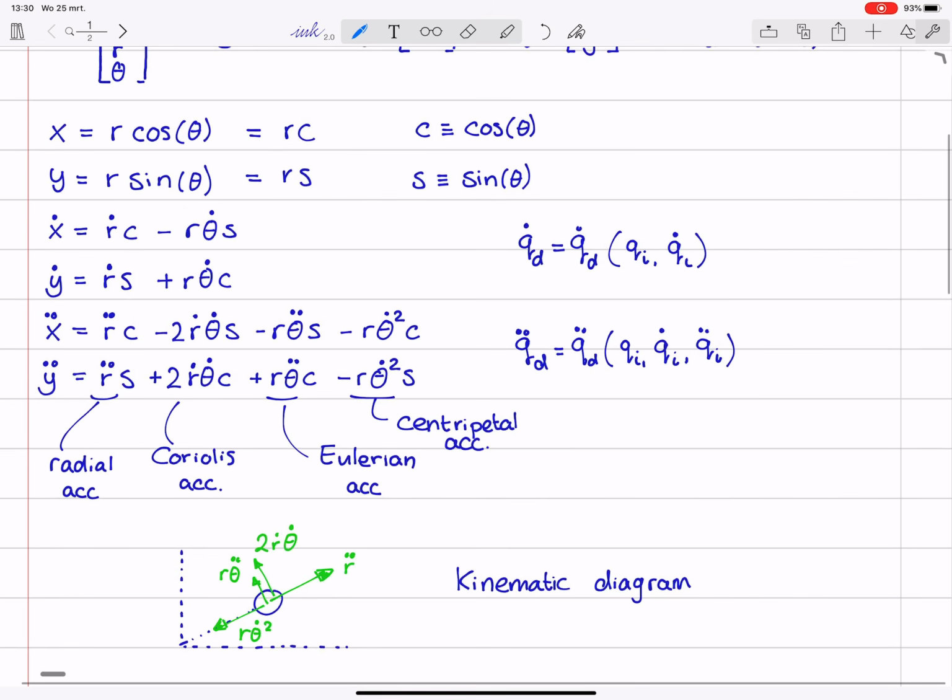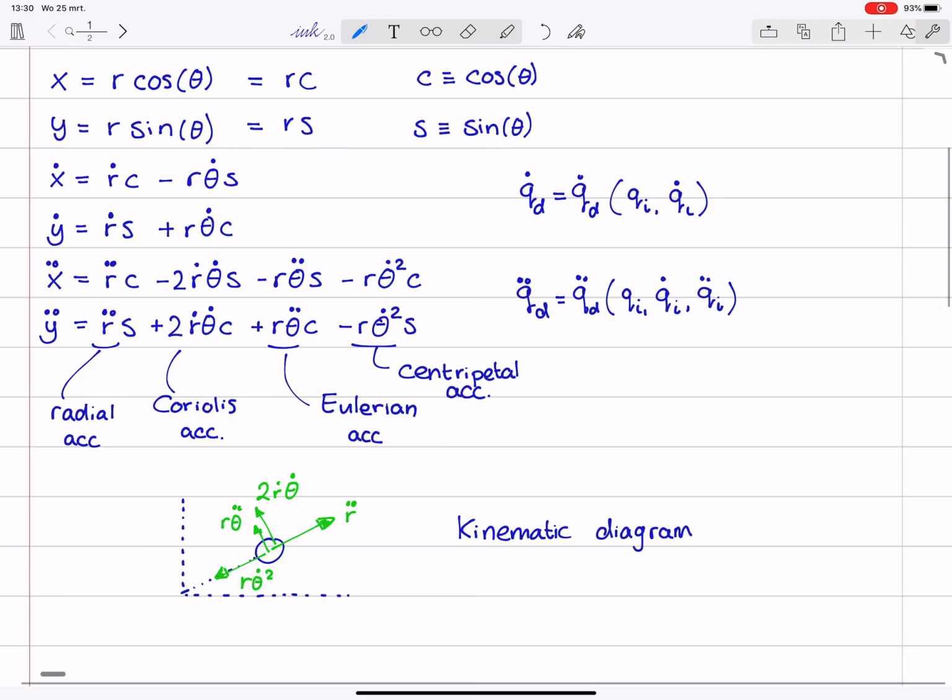And you can see that in this case, the use of polar coordinates comes with 4 different types of accelerations. That makes it useful to visualize this in the kinematic diagram.